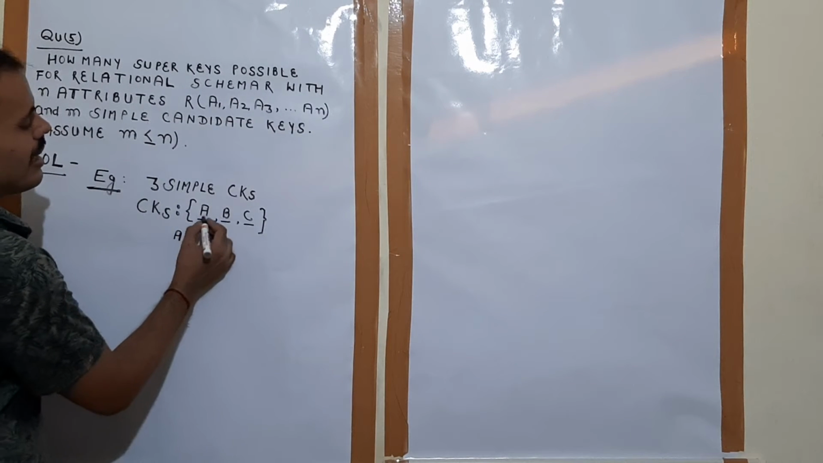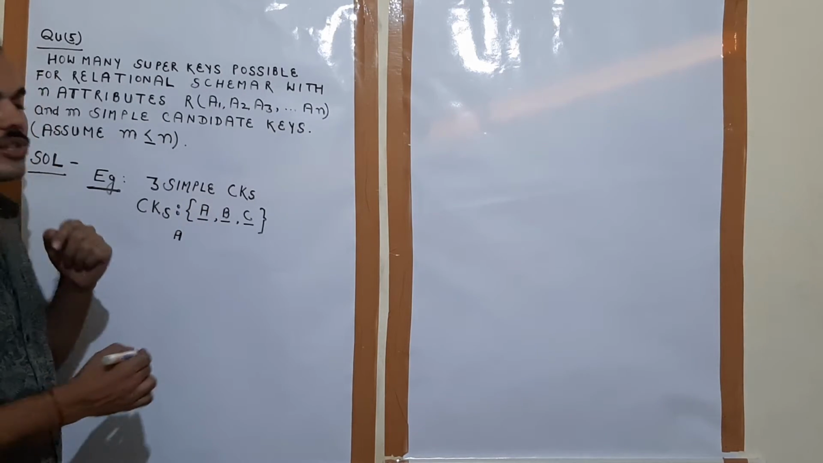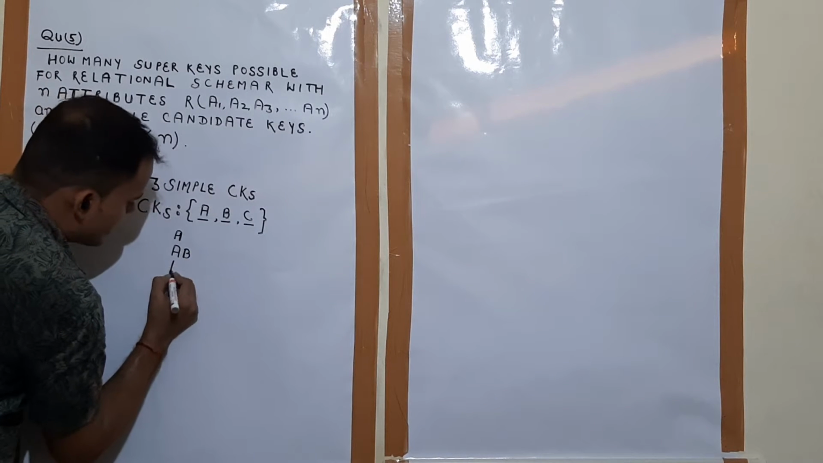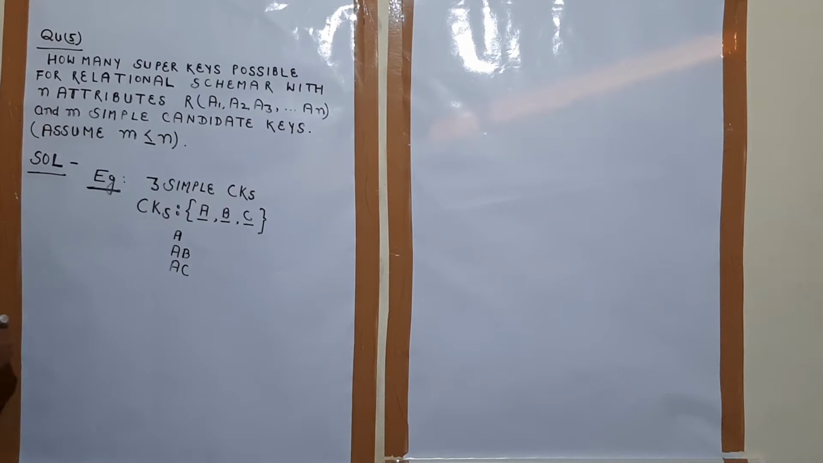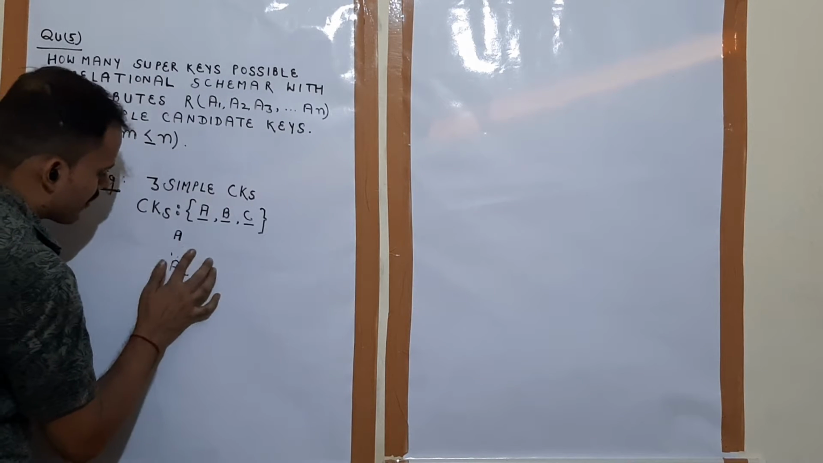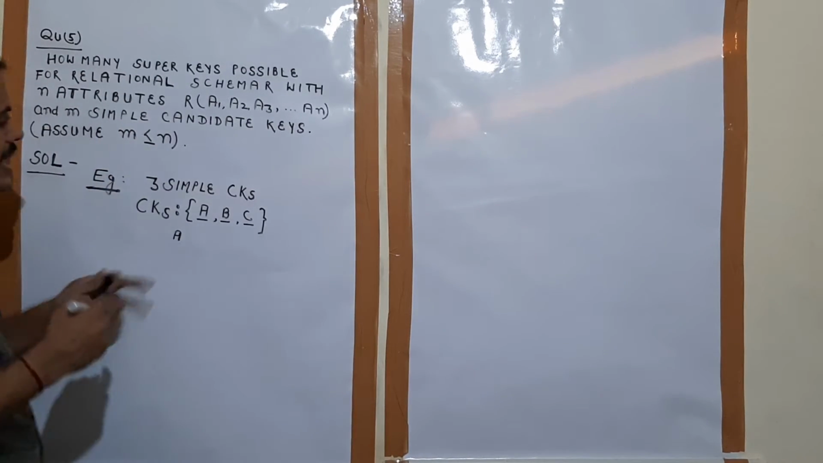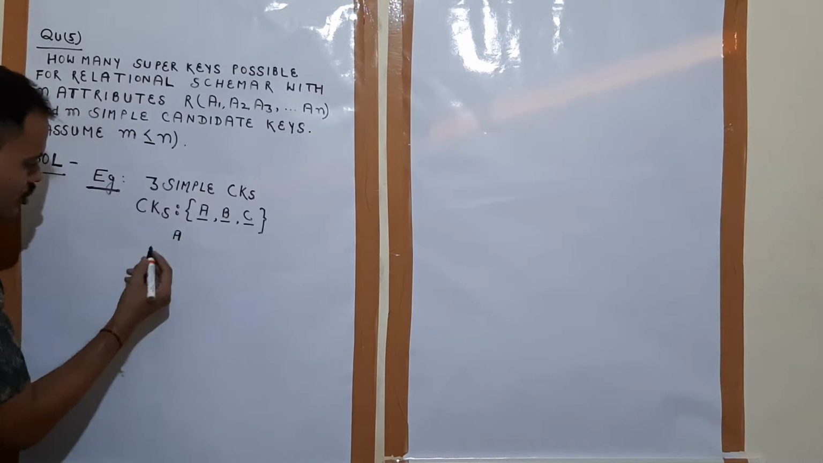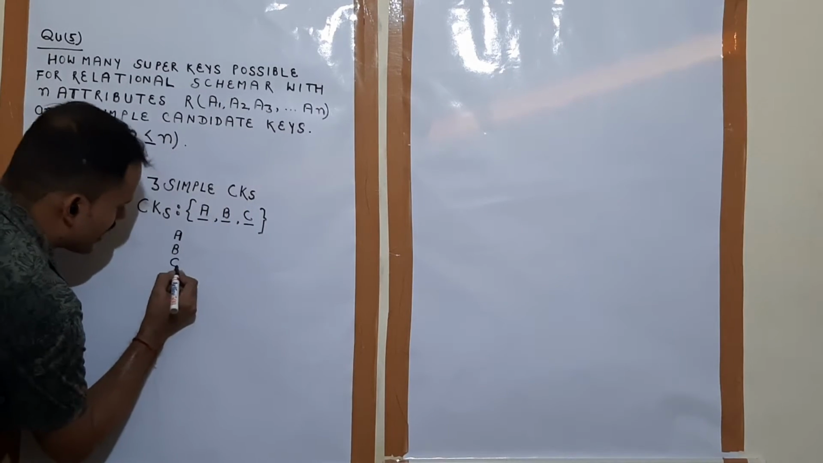Understood? Then if A is a super key, then AB is also a super key. Then AC is also a super key. Understood? See here, A is a candidate key and A is a super key. B is a candidate key, then B is a super key. C is a candidate key, then C is a super key.